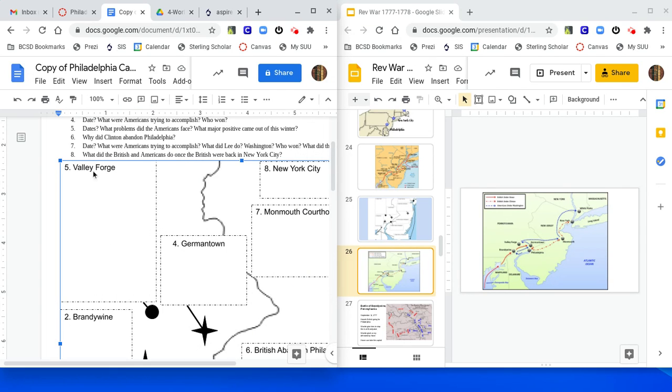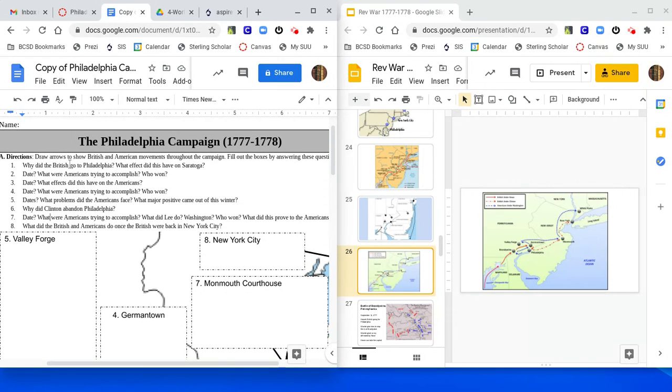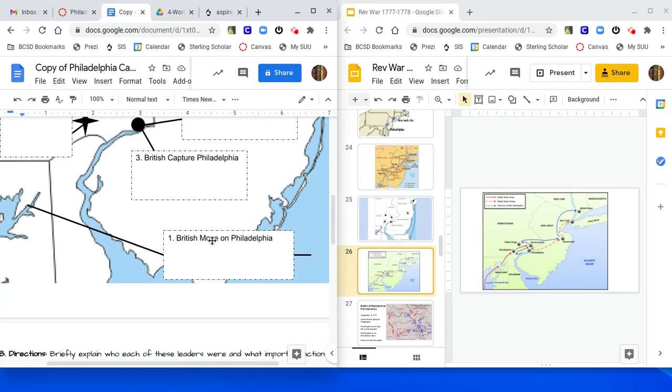I better do that again so you can see what I did. This tells you what you need to do on each of them. Number one, why did the British go to Philadelphia? What effect did this have on Saratoga? So the British move on Philadelphia.